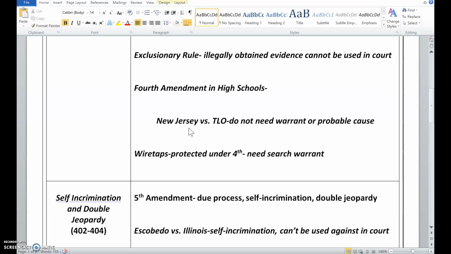She said it went against her Fourth Amendment right, and they shouldn't have been able to search because they didn't have a search warrant. Here's what the courts decided, and this affects us here at Fremont Ross as well. They do not need a search warrant or probable cause to search you, your property, the lockers, while you are here at school.